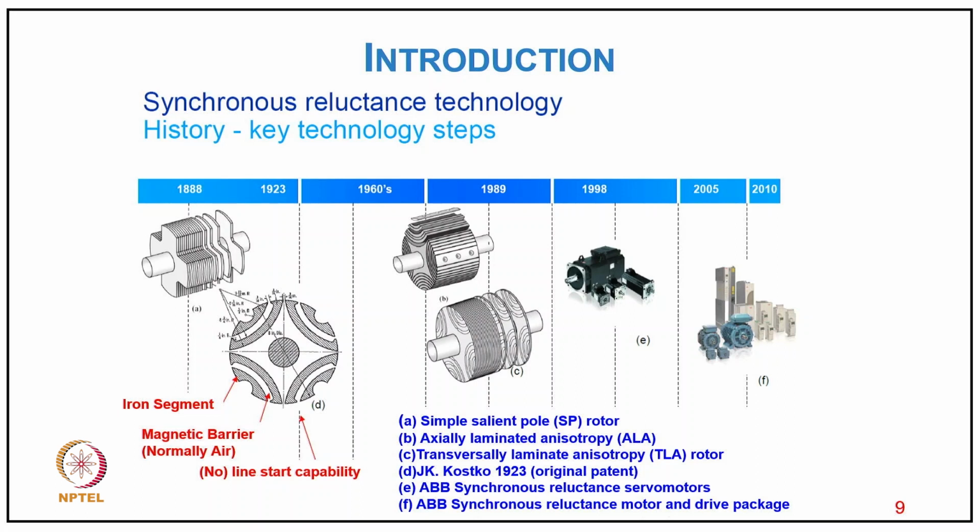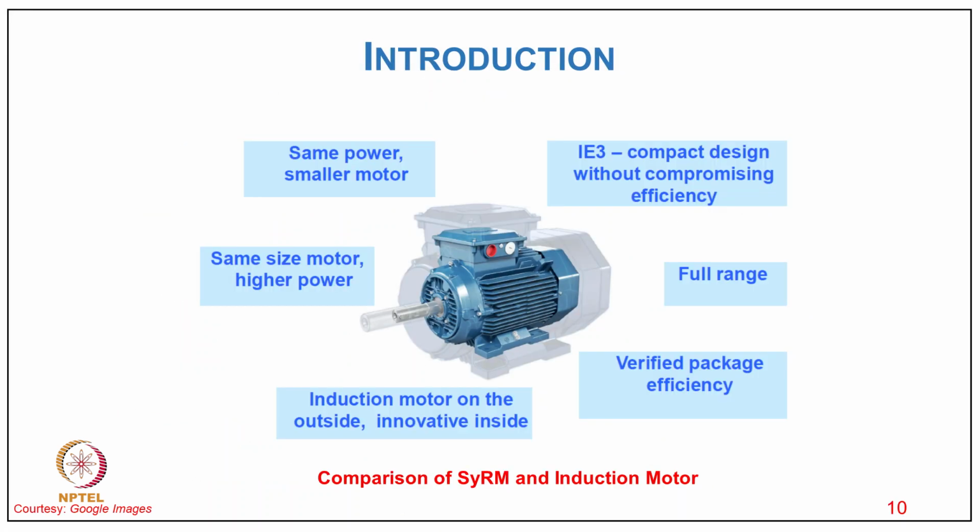And this is the evolution history of how it has gone to the synchronous reluctance motor, typically starting in 1888, then 1923 with the typical kind of flux barrier, then 1960, 89, showing how old it really is, and then finally 1998, 2005, and 2010. So you can say, first with the simple cylinder pole, then axially laminated and transversally laminated, and Kostenko, of course, the original patent, then the synchronous servo motor and the synchronous drive package.